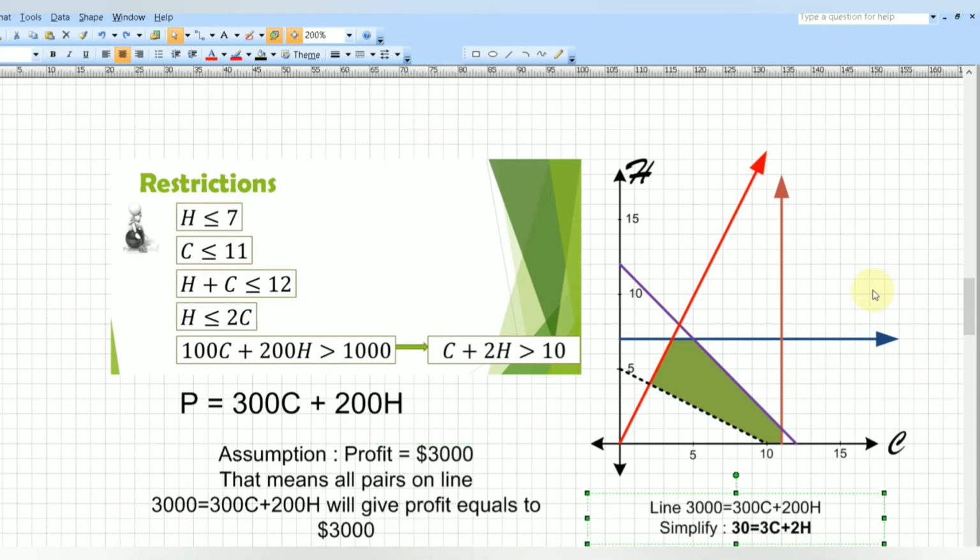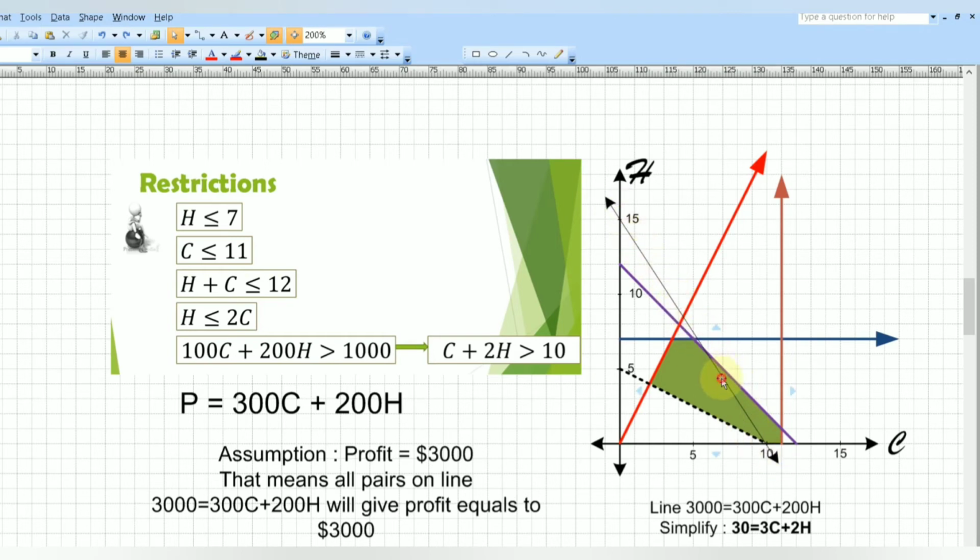So let's just graph it. Before we graph it, of course, I need to simplify the equation since it involves large numbers. So I divide everything by 10. So this is the equation. I will use the c-intercept and h-intercept technique also. So the c-intercept will be 10 and the h-intercept will be 15, right? So 15 and 10. So this is the line. This line shows all pairs that will give the profit of 3,000 exactly.